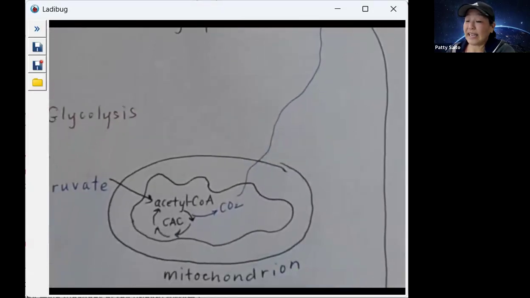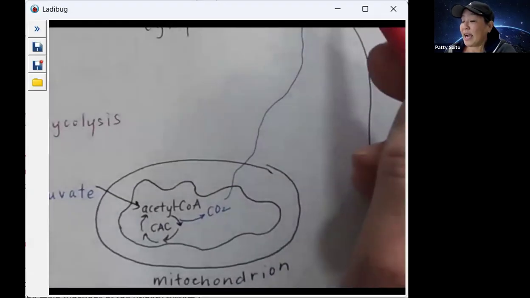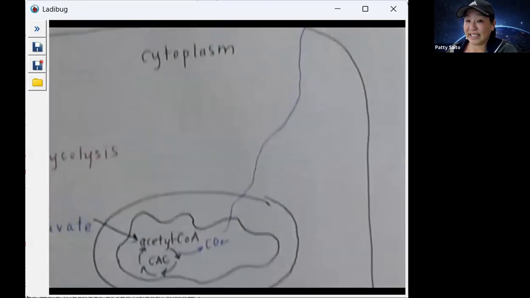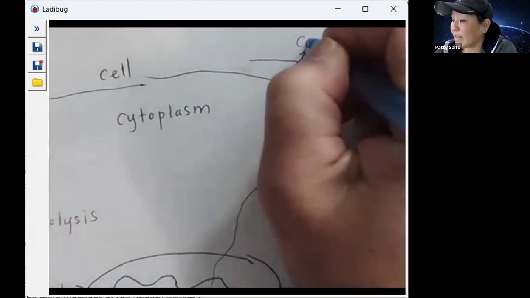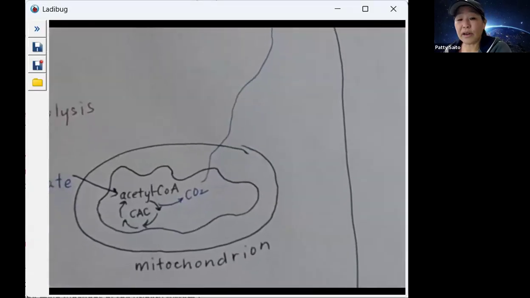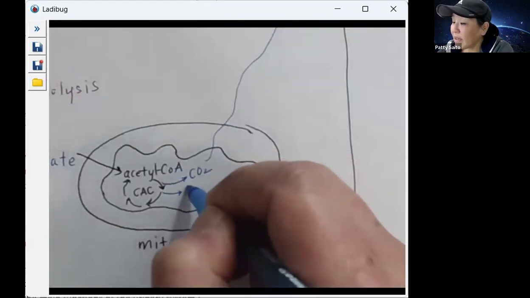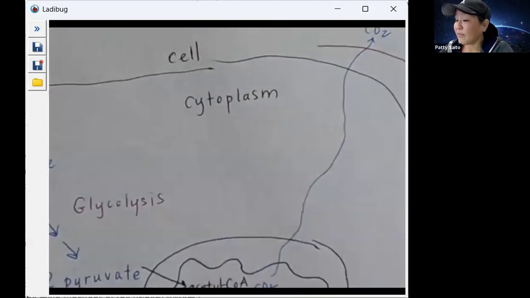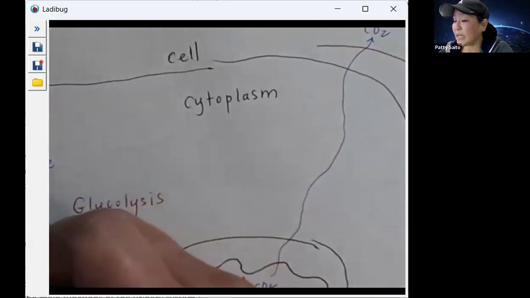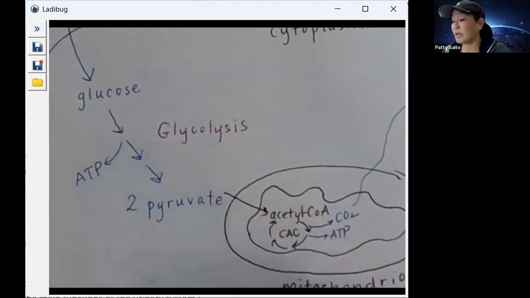So we're going to diffuse the carbon dioxide out, and that's part of respiration, that exchange of gases. And we'll talk about the oxygen in just a second. It diffuses out and goes to our lungs and we exhale it. Another thing we get out of this is a little bit of ATP. And I should mention, I didn't put it here, but out of glycolysis, we do get some ATP, not much at all, but a little bit.